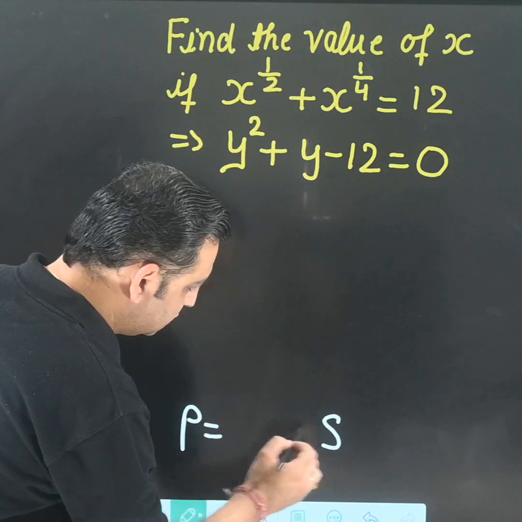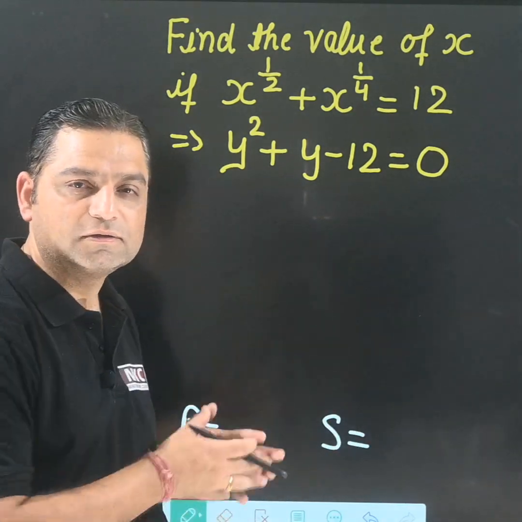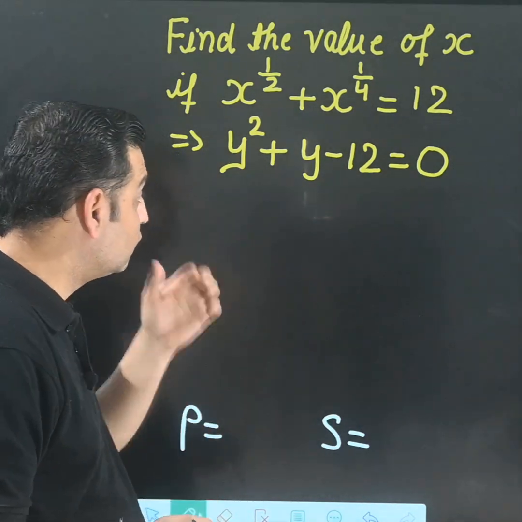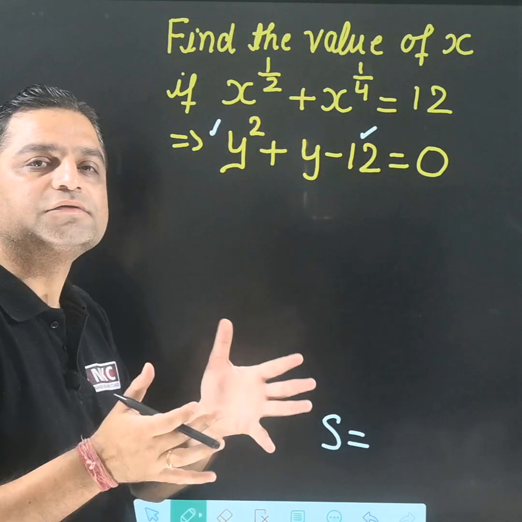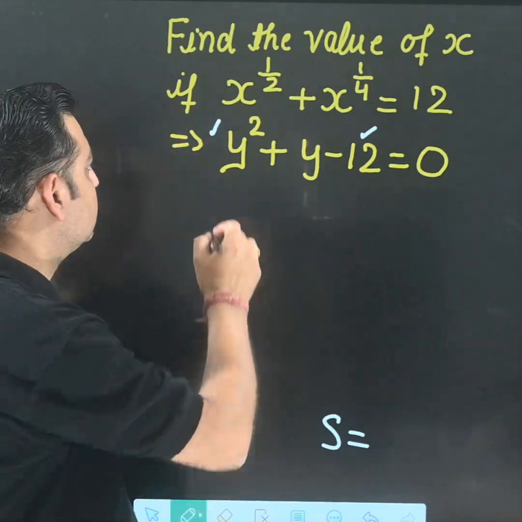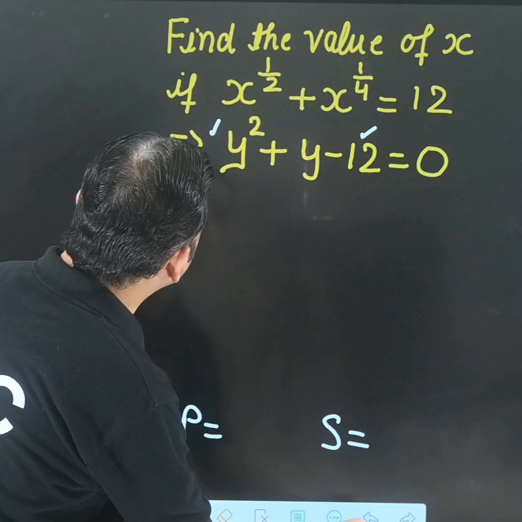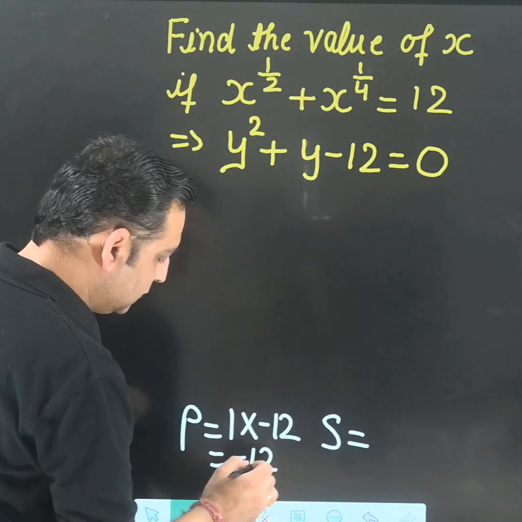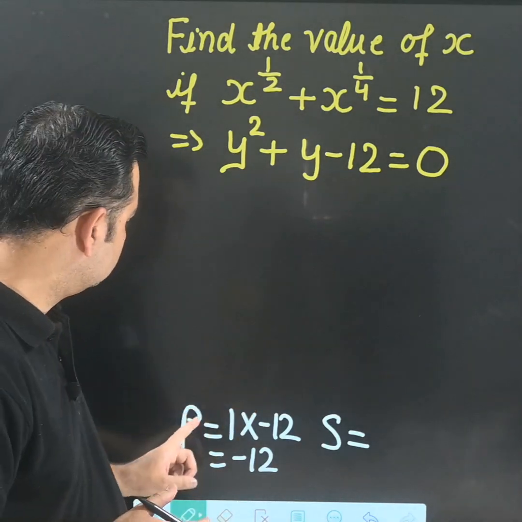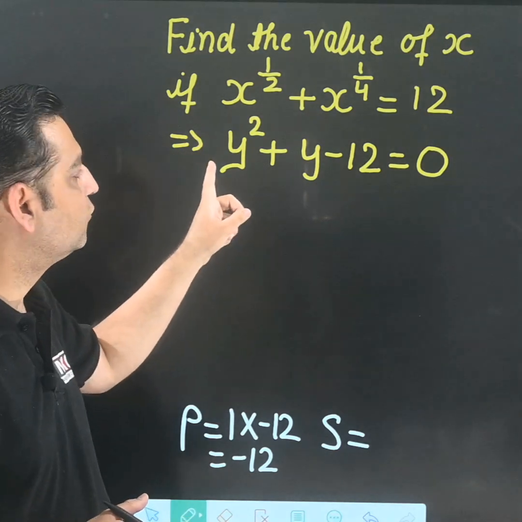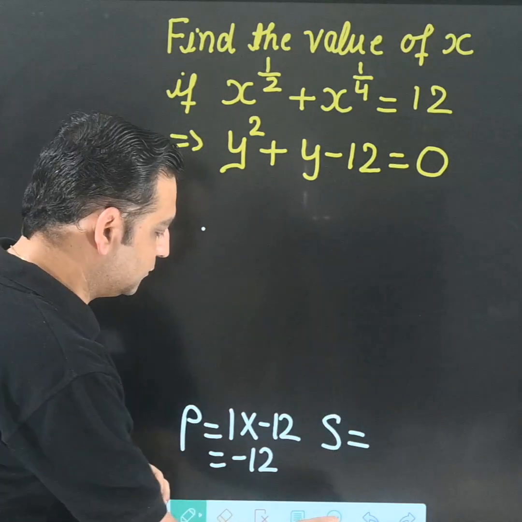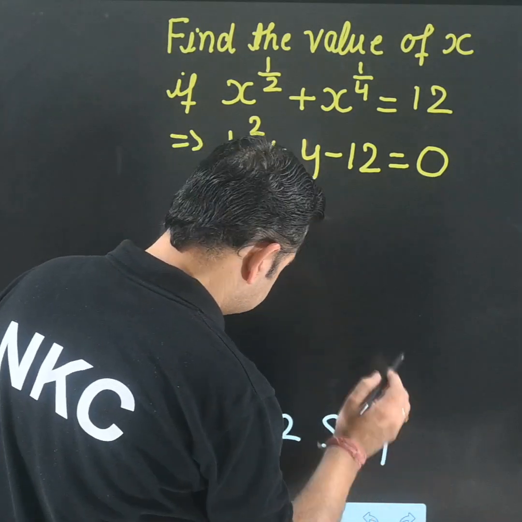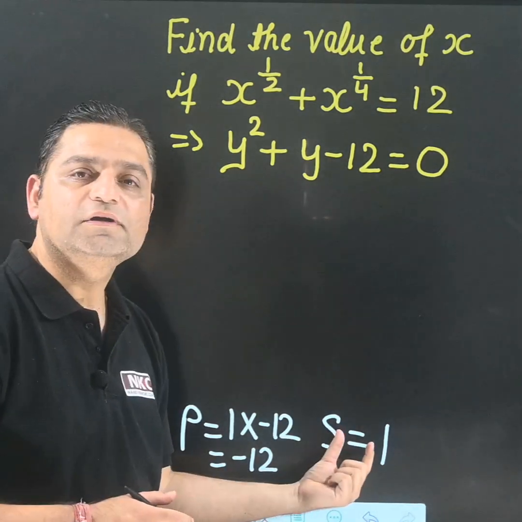I'm writing P and S. What is the meaning of P and S? This is the rough work. No student needs to show it to the teacher. This is your rough work. P means product and S means sum. Now for P, first and last coefficients should be multiplied. If there is nothing, that means actually it is 1. So I'm going to consider it 1. Please remember. So this 1 I am going to multiply with the last value minus 12. Value of P is minus 12. I'm repeating. To write the value of P, first coefficient and last constant value, we need to multiply. And for S, we just need to write the coefficient of the middle term, which is 1. So product is minus 12 and sum is coming as 1.